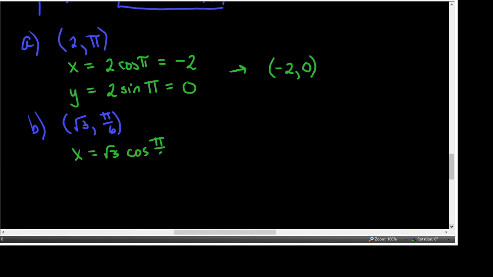Pi over 6. All right. And we'll go ahead and finish that out. So cosine of pi over 6 is square root of 3 over 2. And that simplifies to be 3/2.